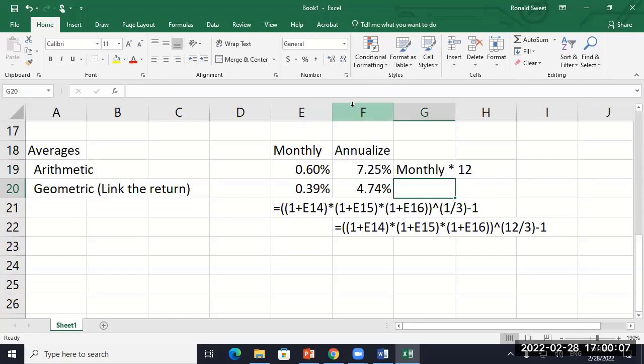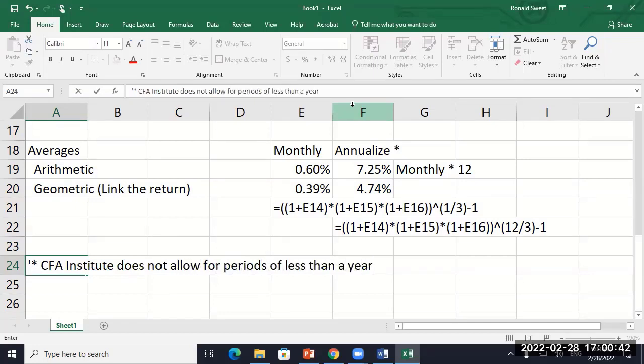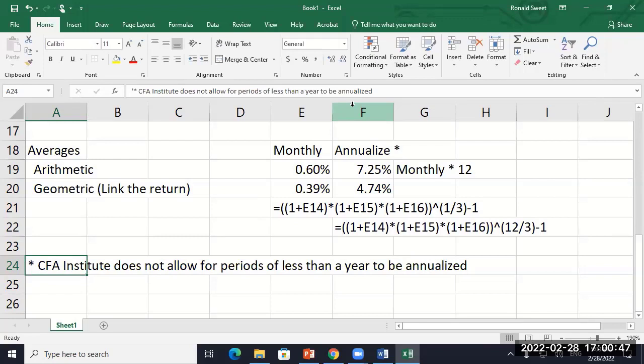Now, when you do this, you have to give me a footnote. And what this footnote is going to say is there's a rule about annualizing returns. And what the rule is, you cannot annualize returns for any period shorter than a year. So what I want you to do is actually just memorize this. CFA Institute does not allow periods of less than a year. So in this case, we violate that rule because we only have 3 months.